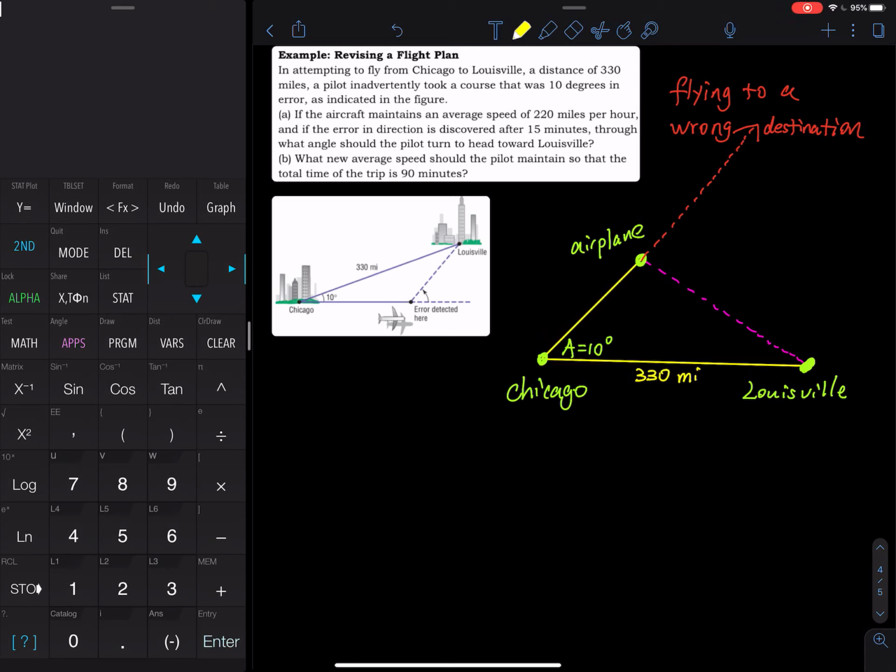This application problem is about revising a flight plan. This is my first time seeing this.